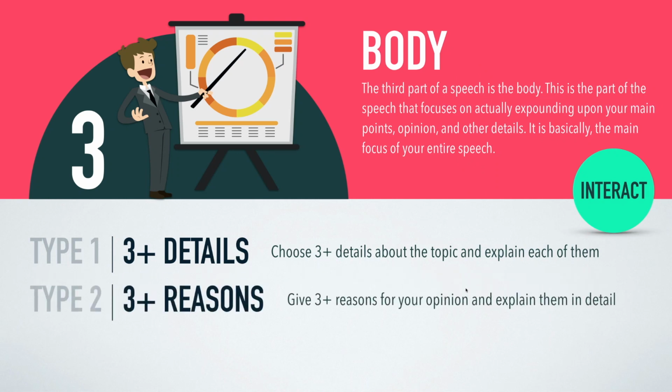Because sometimes, depending on your topic, you're going to need more than 3 details. That's why it says 3 plus or 3 or more details. Again, for the body, there are 3 different types. The first type is 3 or more details. Now, the second type of body is 3 or more reasons, all right? Give 3 or more reasons for your opinion and explain them in detail.